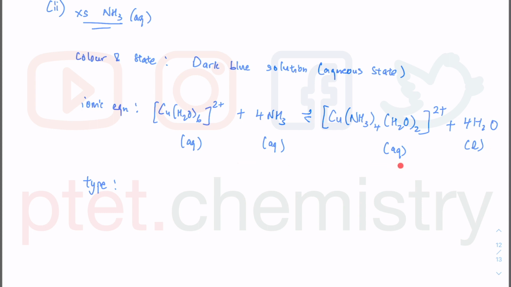You can watch my experimental tutorial video playlist, especially the one on copper 2 chemistry, where I demonstrated these color changes. So these are ligand substitution reactions, where we have substituted one ligand, which is the H2O, with NH3 there. To the next part of the question.